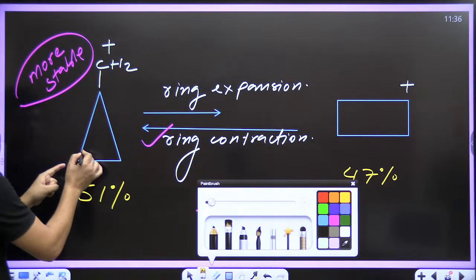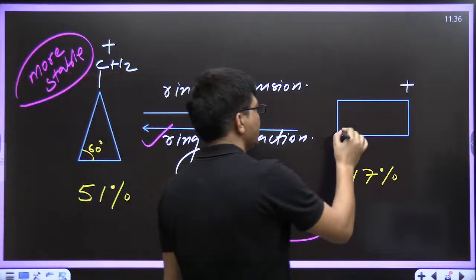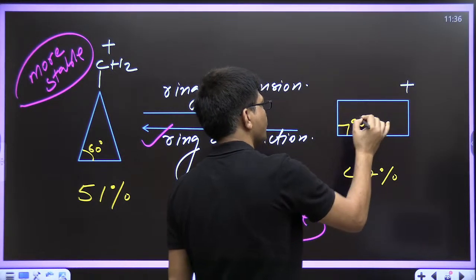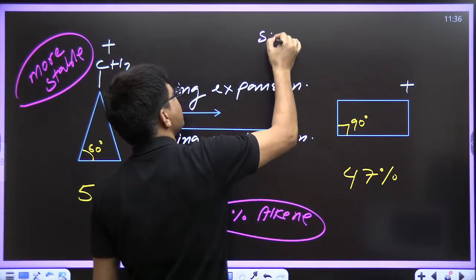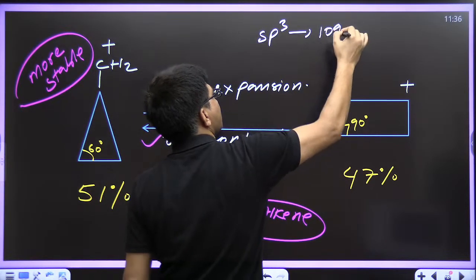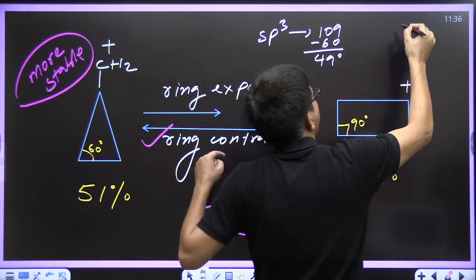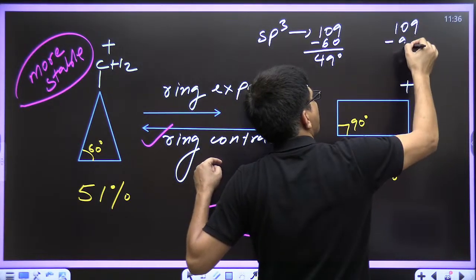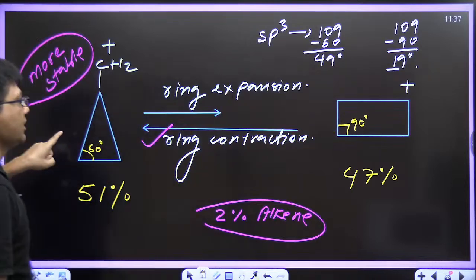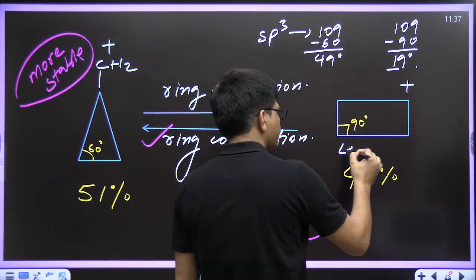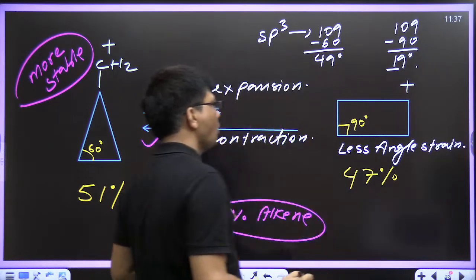This carbon, according to science, is supposed to be sp3 hybridized, but this angle is 60 degrees only, and this is also supposed to be sp3 hybridized, but the angle is 90 degrees. So if I compare from the sp3 hybridization, it says the bond angle must be 109 degrees. So 109 degrees minus 60, how much is the strain? 49 degrees strain is there. 109 degrees minus 90 degrees, how much is the strain? 19 degrees strain is there. So here the angle strain is less, here the angle strain is more.